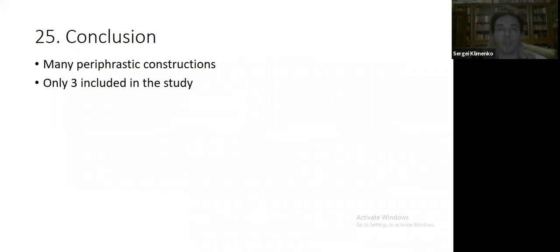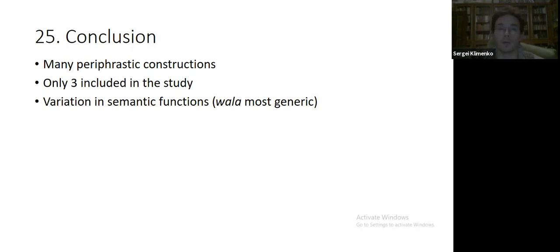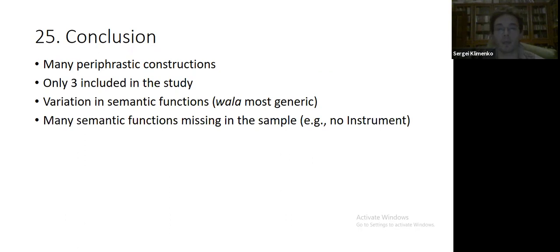First of all, Tagalog doesn't have any specialized constructions for expressing caritive meanings, but there are many periphrastic constructions. I chose 3 constructions of those to include in this study. And there is quite a lot of variation in the semantic functions among the 3 constructions, with the construction with wala being most generic. And then many semantic functions are missing in the sample, most notably instrument.